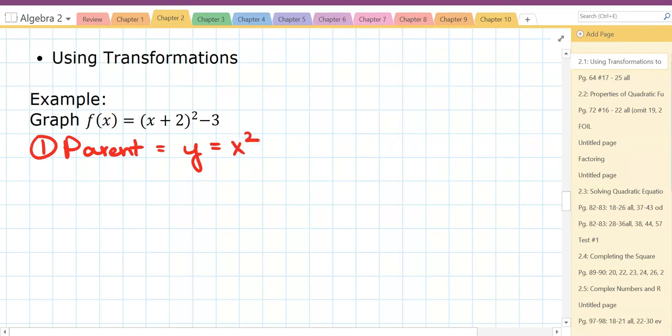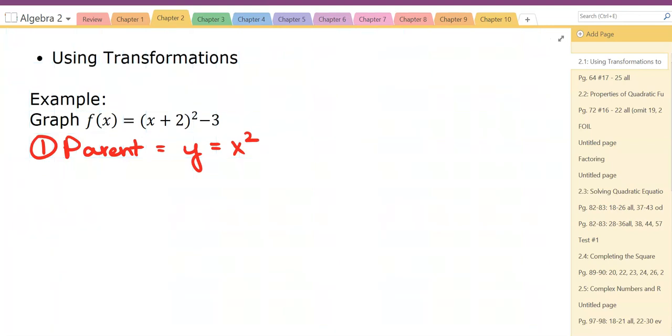And we'll use that chart that we used last chapter 2 to help us graph the parent function. And then we'll just translate it. Now what we have to do is look at our function here: (x plus 2) squared minus 3. Now there's two numbers in here that have changed our parent function. We have the plus 2 that's inside parentheses, and we also have minus 3, which is on the outside.